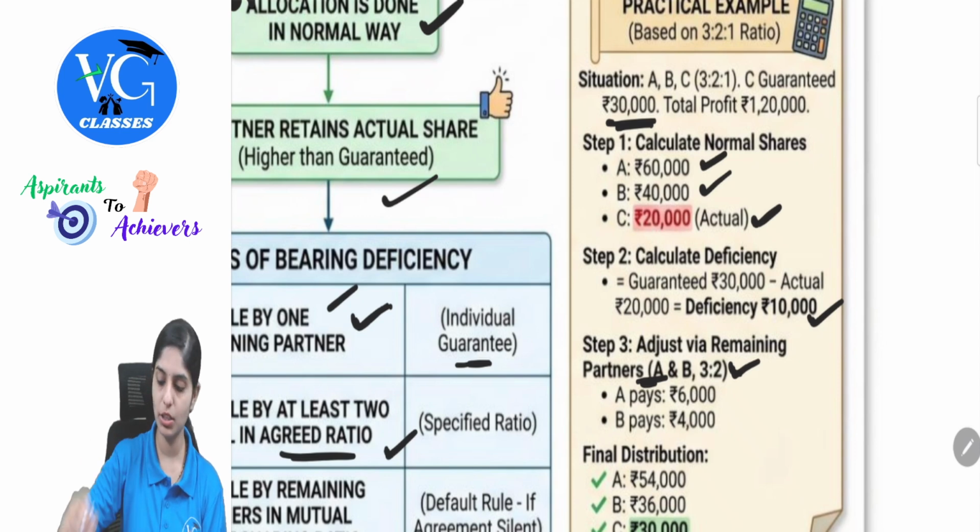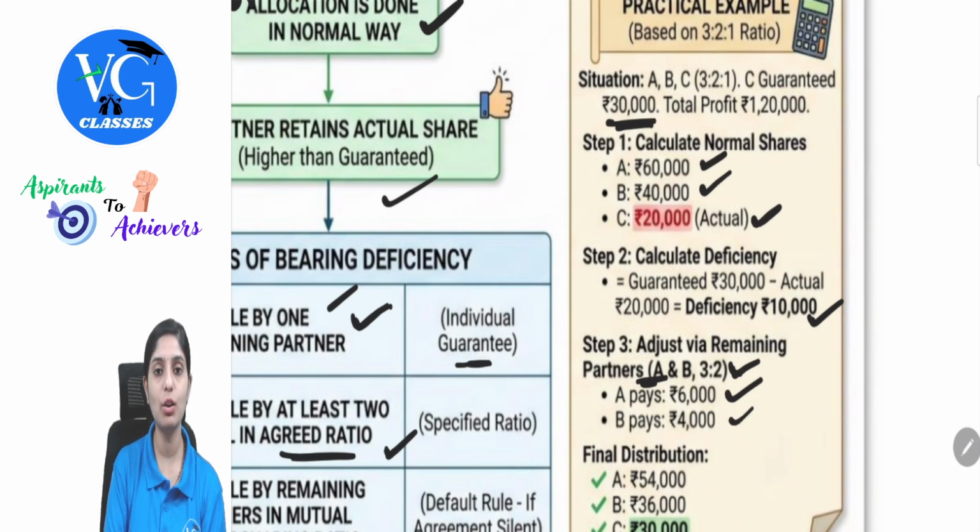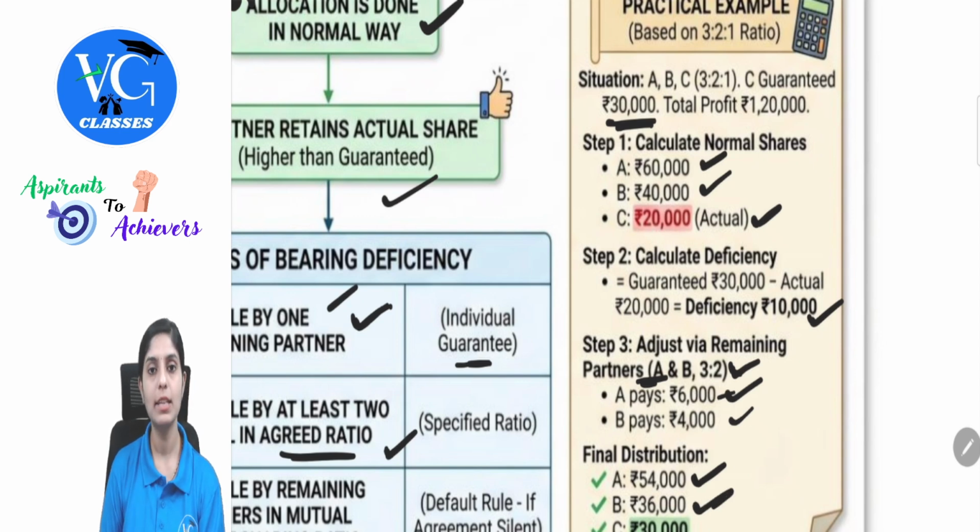So 10,000 is the deficiency, 10,000 into 3 by 5. So A will pay 6,000 and the balance 4,000 by B. How will this be done? A has got how much? 60,000. In 60,000, if he gives away 6,000, the balance distribution will be 54,000 for A. Similarly, for B, 40,000 was his apportionment. In that, 4,000 is given. So, 36,000 for B. C had got 20,000 plus 6,000 from A and 4,000 from B. Total 30,000, which was the guaranteed profit, is provided to C.